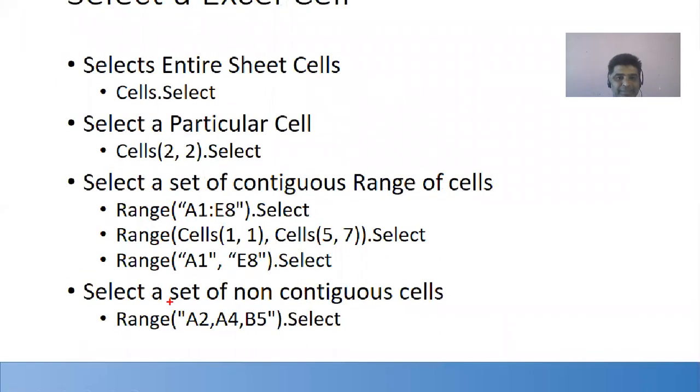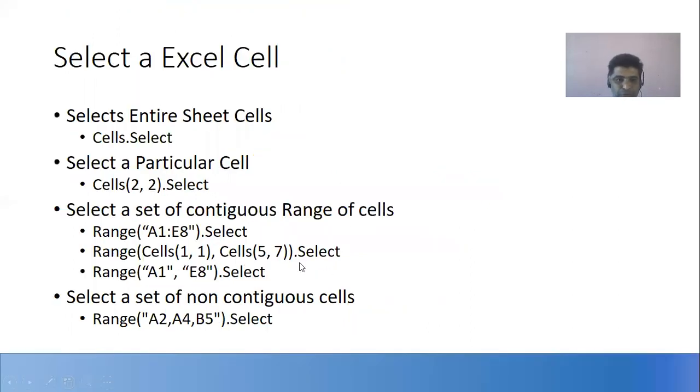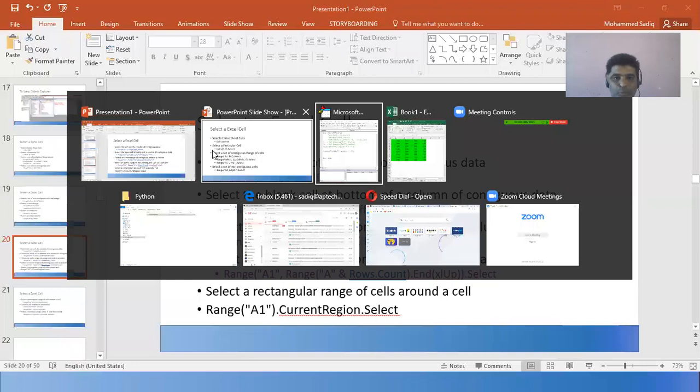The second thing is selecting this particular contiguous range using Cells, Range and Cells. When I say Cells of 1 comma 1, this is nothing but pointing to A1. And then if I say Cells of 5 comma 7, 5 is going to be A, B, C, D, E, and then it is E7. We can use it in this particular way also.